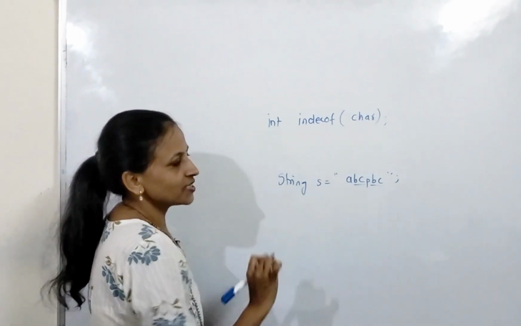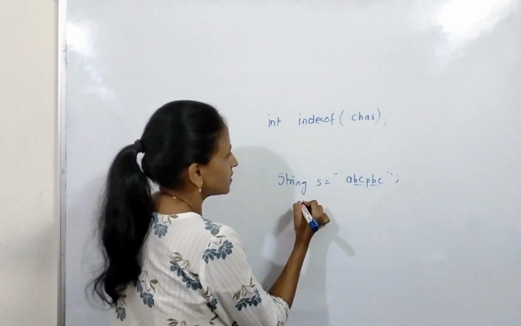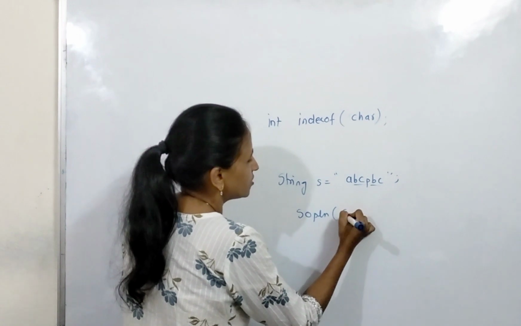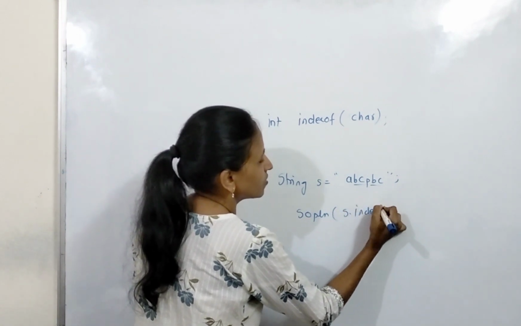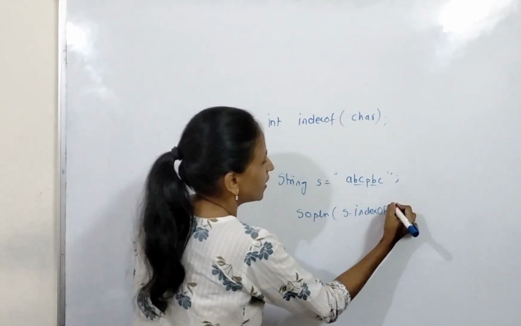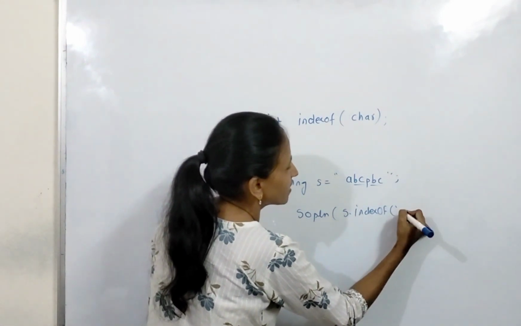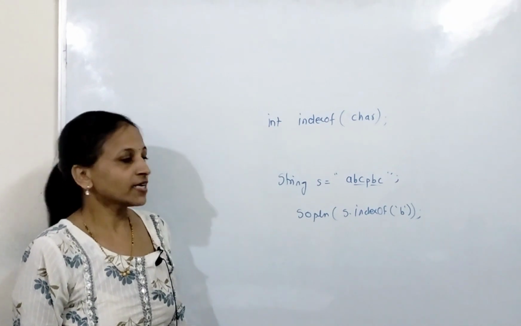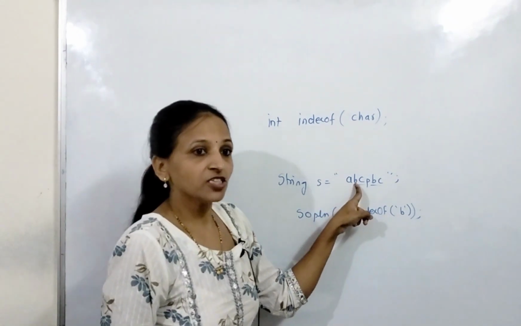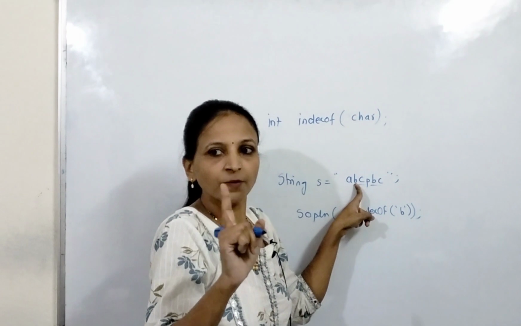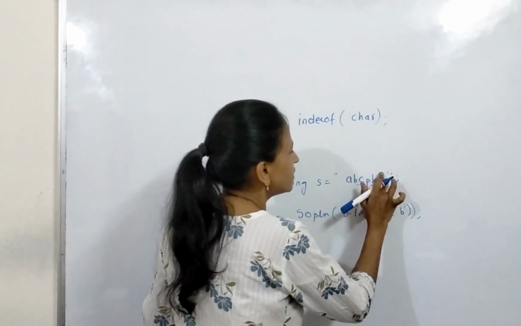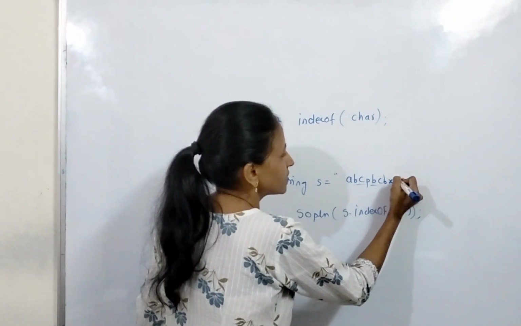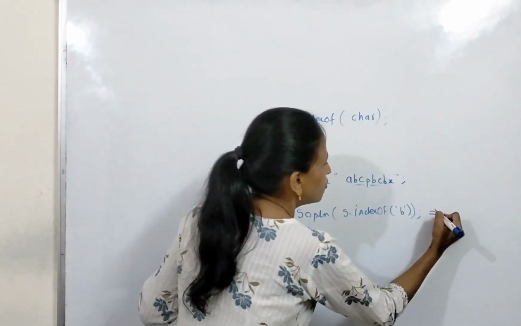Okay, suppose the string is like this, and I am writing SOPLN S dot indexOf, let me pass here the character B. Here you will get the answer 0, 1. It will just give you the first occurrence of that B character. Okay, let me write again this one, BX. It will give you 1.